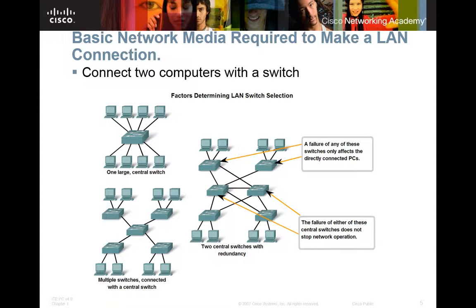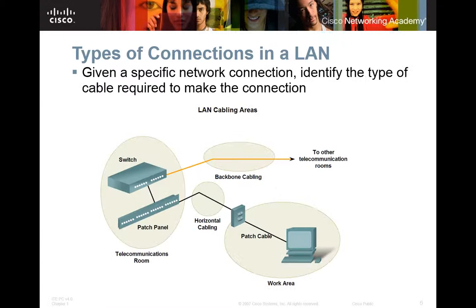You can have multiple switches in your network that connect to other switches. You can have two central switches with redundancy to every other area. You can have one large switch where everything connects into it. I mean, you can make it as big as you need to focus correctly.